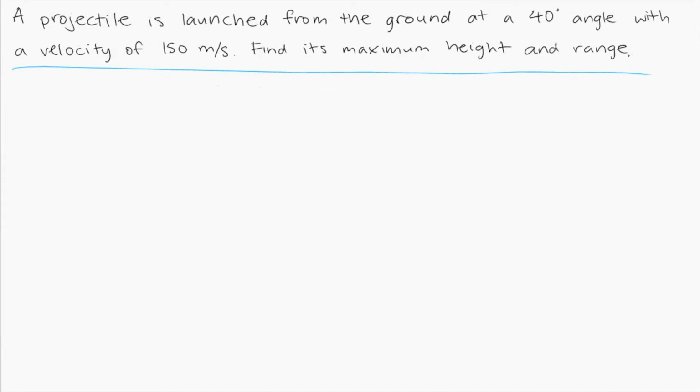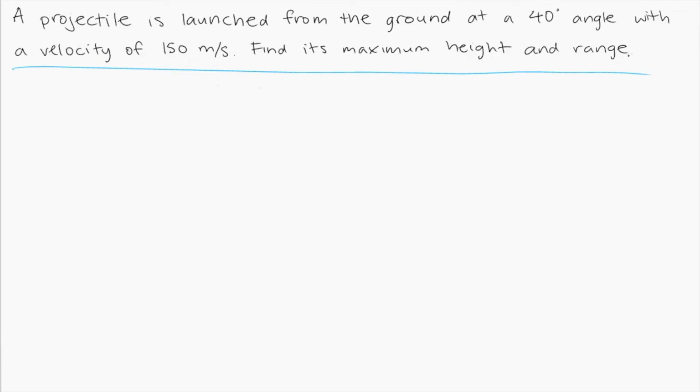A projectile is launched from the ground at a 40-degree angle with a velocity of 150 meters per second. Find its maximum height and range. So we can start with the maximum height, which is pretty simple.